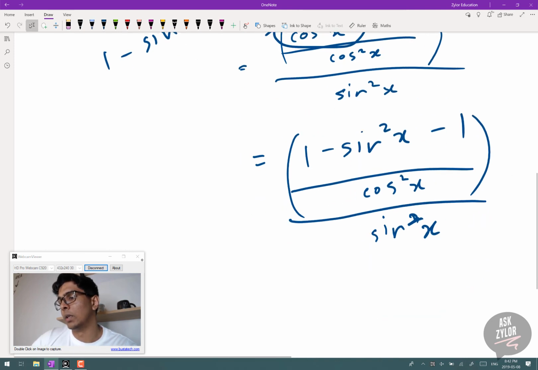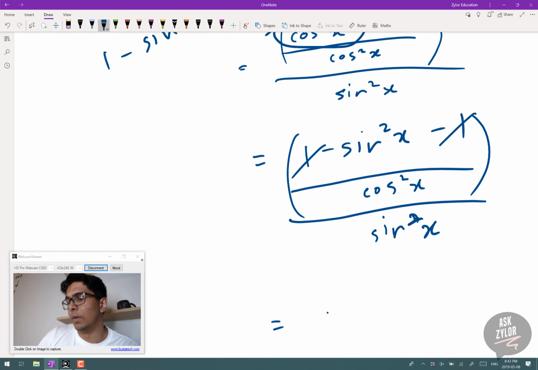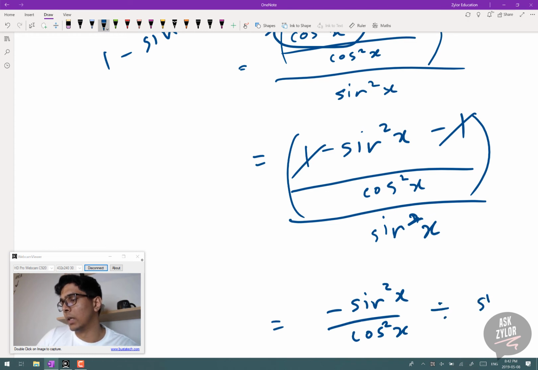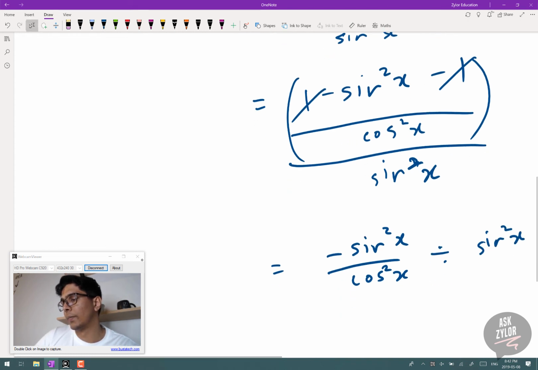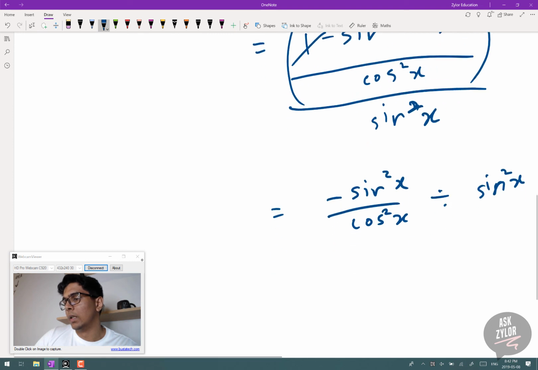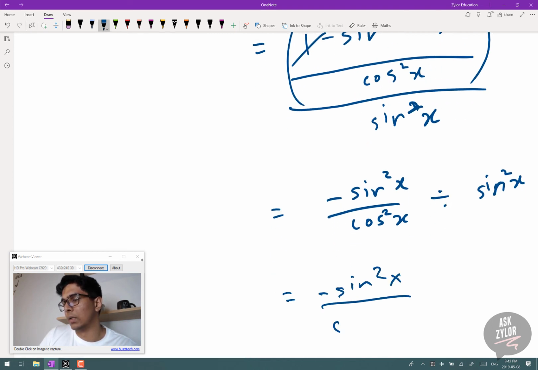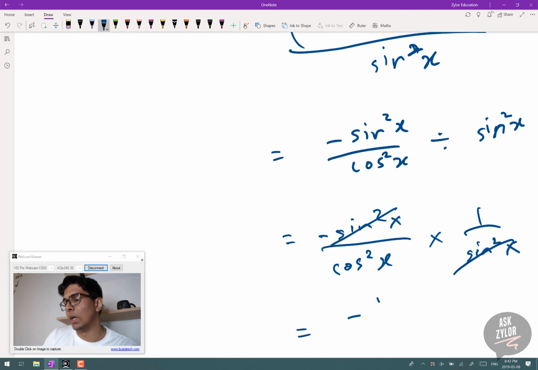1 minus 1 ends up being 0, so I have negative sine squared x over cos squared x divided by sine squared x. Right? The division can turn into a multiplication, so times 1 over sine squared x. So I can cancel these two terms out, which gives me negative 1 over cos squared x.